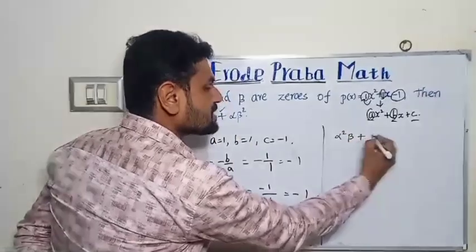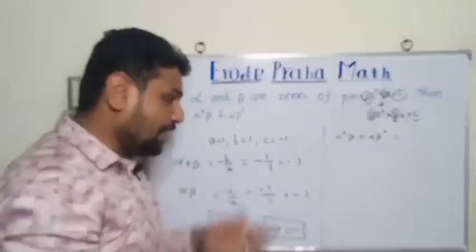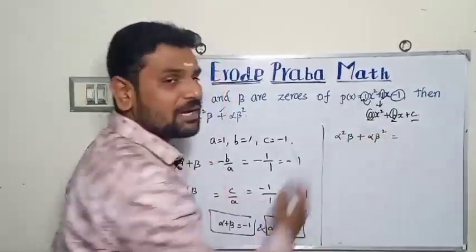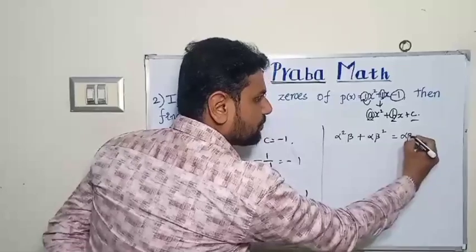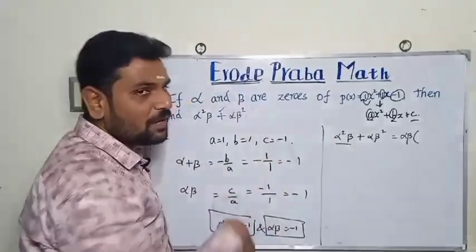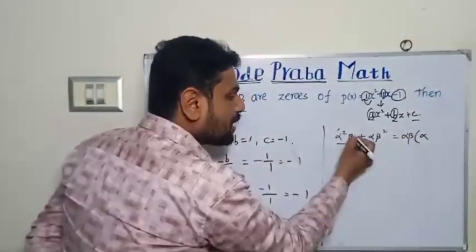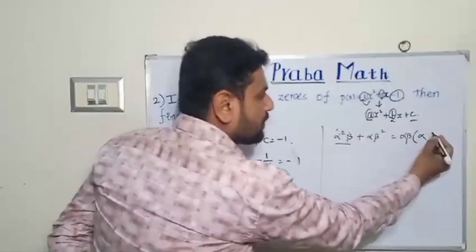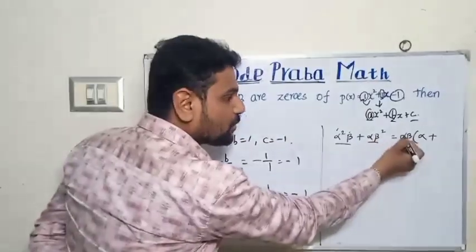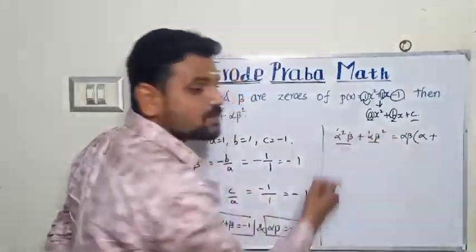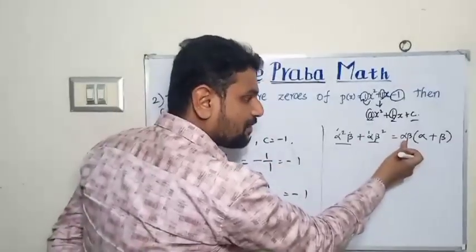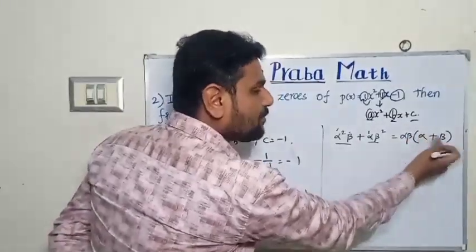Next, write this. Alpha² beta + alpha beta², whatever they give, we need to write in the form of alpha + beta and alpha × beta. Here we have alpha beta, here also we have alpha beta. One alpha beta we can take outside. In the first term, what remains? In alpha² beta we took one alpha beta outside, so we have only one alpha. In the second term, in alpha beta² we took alpha beta outside, so we have only one beta remaining. So we have alpha beta inside the bracket, alpha + beta.